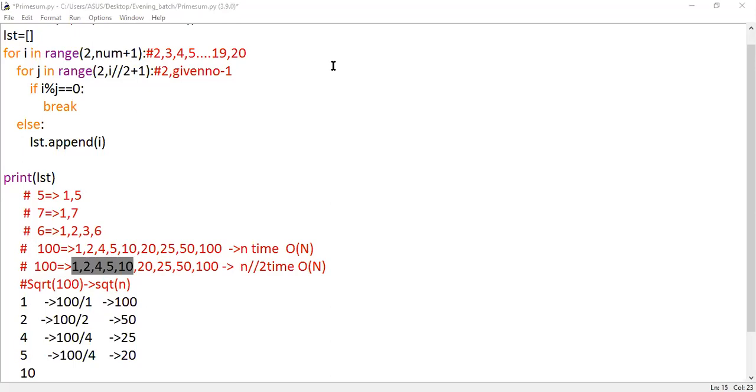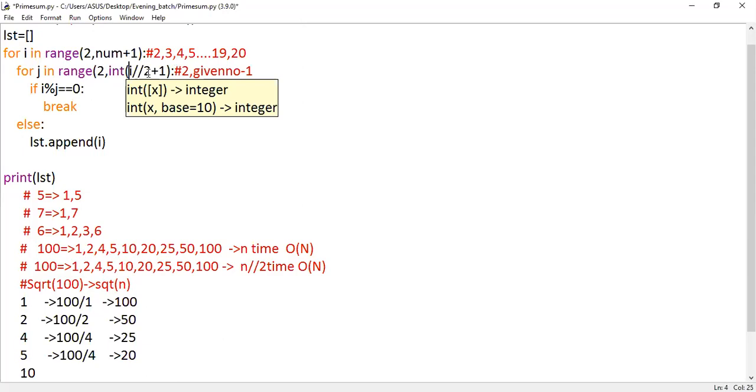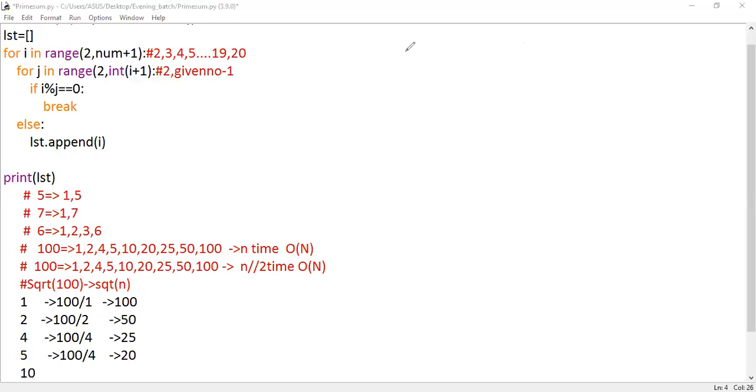by using the square root. This square root can be done by importing a square root method, or you can just make use of this particular int, and here we can just make it with the power of 0.5. Just give me a minute. Are we right? 0.5 for the square root. So I believe everything is right.